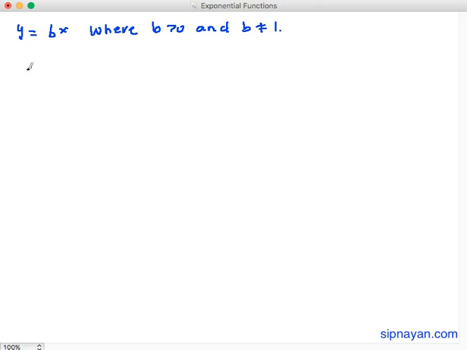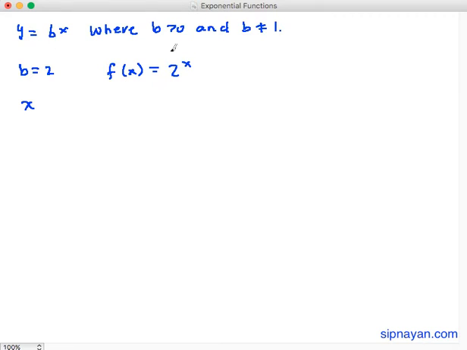No? So, halimbawa, gagawin natin na b is equal to 2. Pwede ba to? Yes, no? Kasi yung 2 is greater than 0 at hindi naman siya equal to 1. So, wala tayong problema sa b is equal to 2. Pag b is equal to 2, then ang function natin ay f of x is equal to 2 raised to x. Okay, so pwede yan. Or pwede natin din sabihin na y is equal to 2 raised to x. Wala namang problema yan.